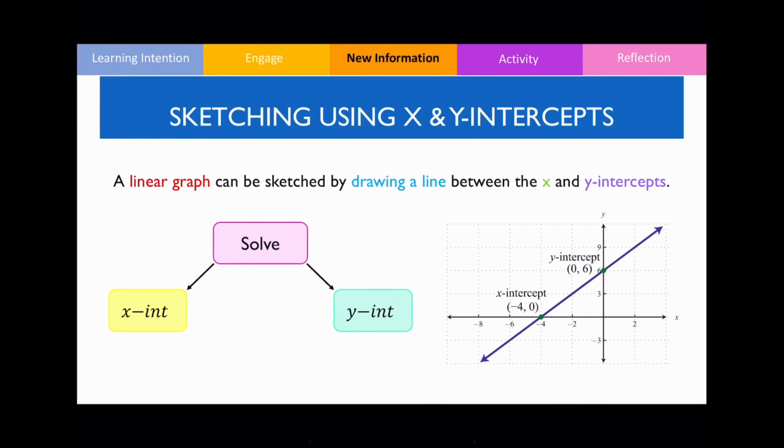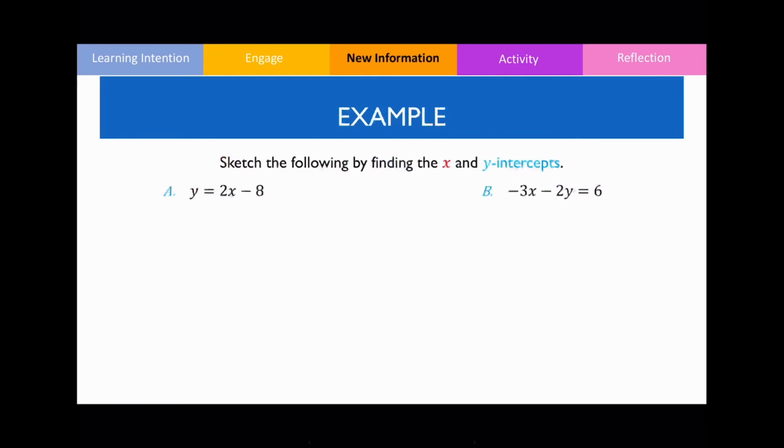So in this case, a linear graph can be sketched by drawing a line between the x and y intercepts, okay? As long as you've got 2 coordinates, which are your x and y intercepts, you can draw a straight line in between. In order to solve for your x-intercept, you just need to sub in y is equal to 0 and then transpose if necessary. Similarly, if you want to find the y-intercept, you sub in x is equal to 0 and then transpose if necessary, okay? I'm now going to show you how you can find the x and y intercepts for equations that are expressed in both the slope-intercept form as well as the standard form, okay?